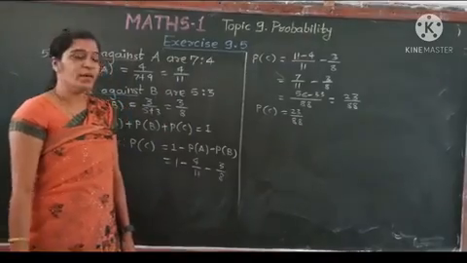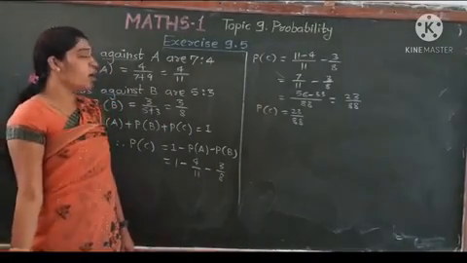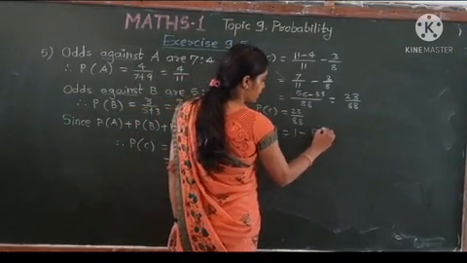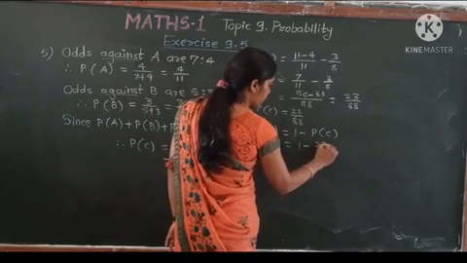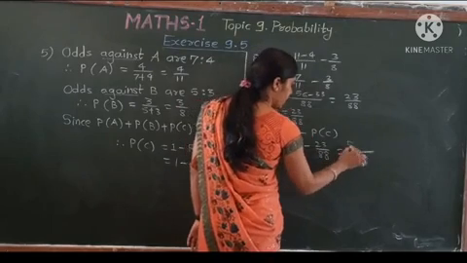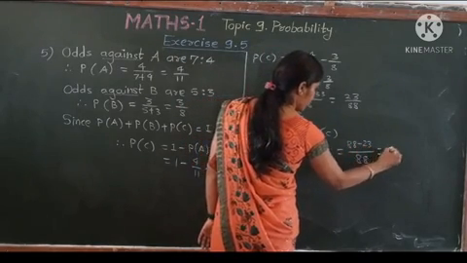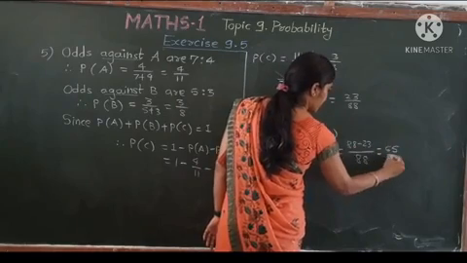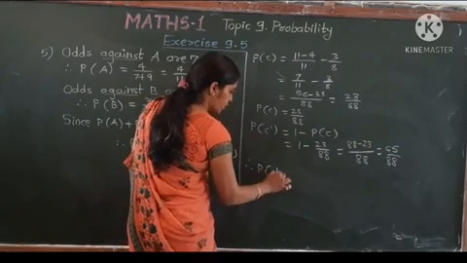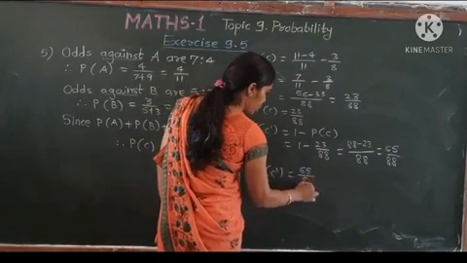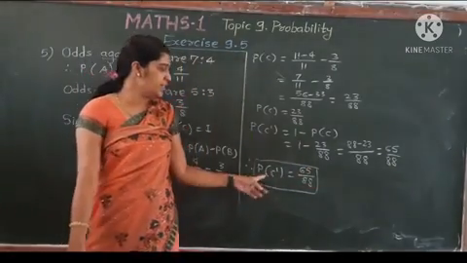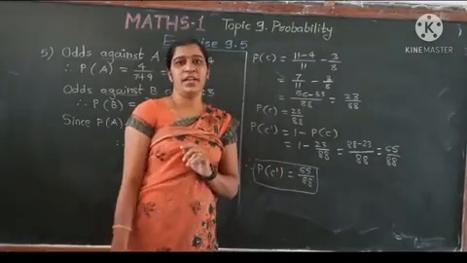But we have to find probability against C. Means we have to find P of C dash is equal to 1 minus P of C. 1 minus 23 upon 88 is equal to 88. Cross multiply. 88 minus 23. 65 upon 88. Therefore, P of C dash is equal to 65 upon 88. Means odd against C is 65 upon 88.